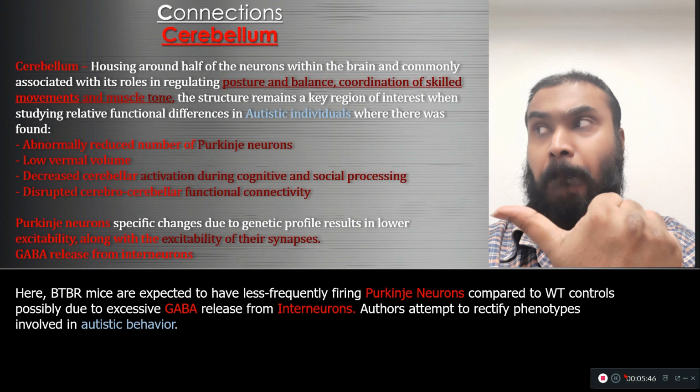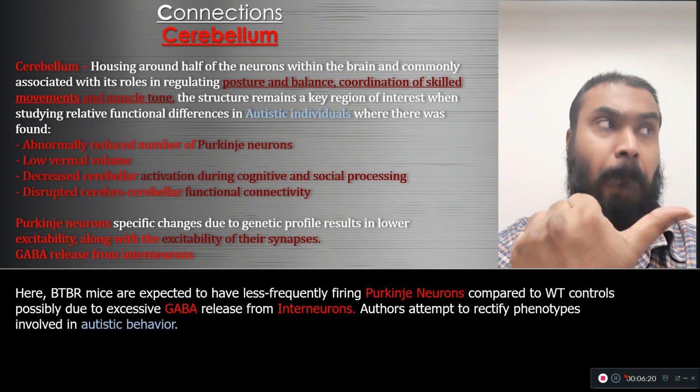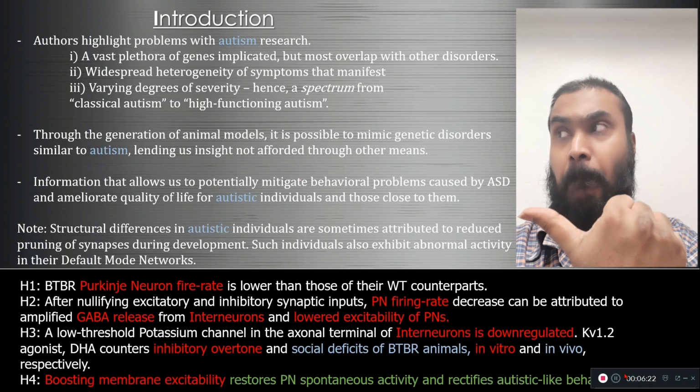Purkinje neurons get specific changes apparently due to genetic profile results from having ASD or the ASD equivalent within a mouse. So you see lower excitability for Purkinje neurons. It takes more to get them to fire, and this is due to GABA release from interneurons. And this has more to do with the hypotheses that we're going to see generated on the next slide.